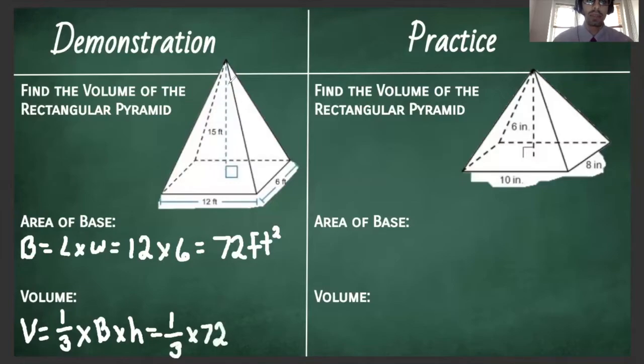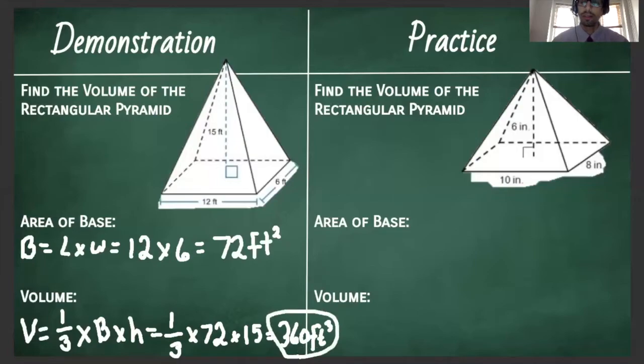And what is the height of the pyramid here? 15. Exactly that. If we multiplied all three of these numbers together in our calculator, we would get 360. Okay. And my unit would be feet cubed. Because I took feet squared over here and just multiplied it by feet. So my final solution would be volume equals 360 feet cubed.